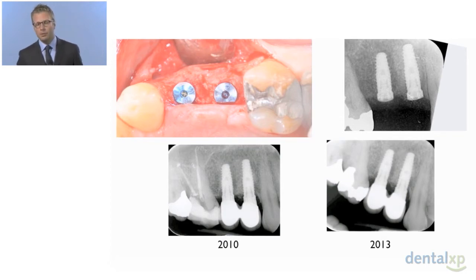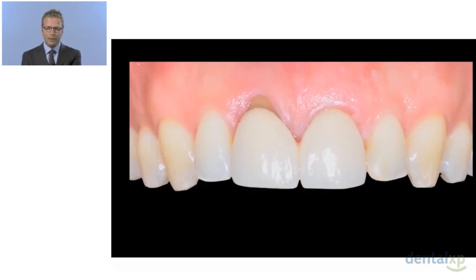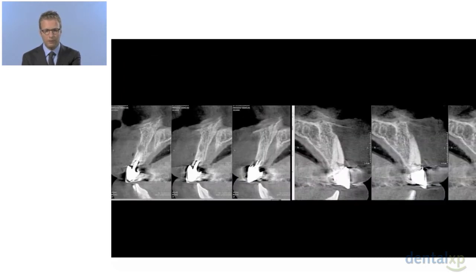The literature is absolutely clear when it talks about socket preservation. The systematic review published in Clinical Oral Implants Research in 2012 by the group of Mariano Sanz at Complutense in Madrid is telling us that socket preservation is a technique that works, and it works better when we are using a membrane and when we are elevating a flap. That's why, looking for example at this case, this guy had both central incisors fractured.